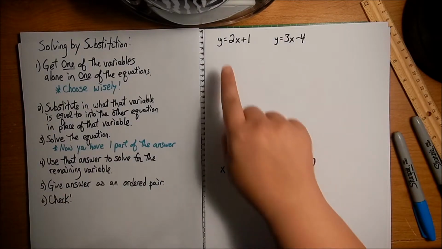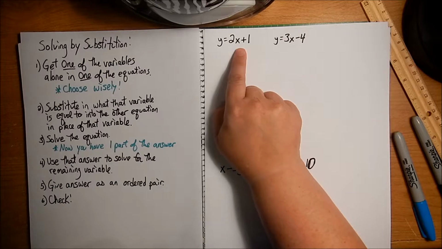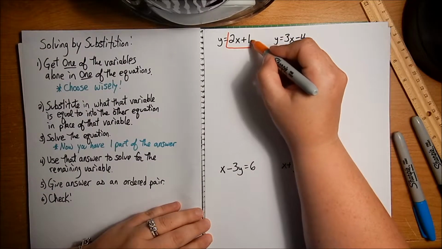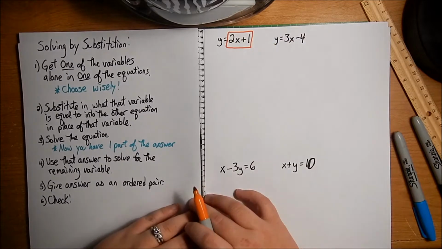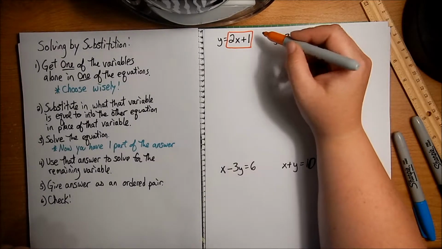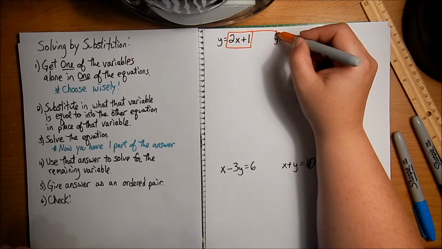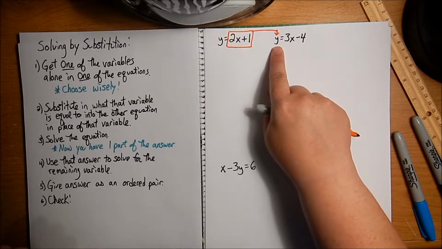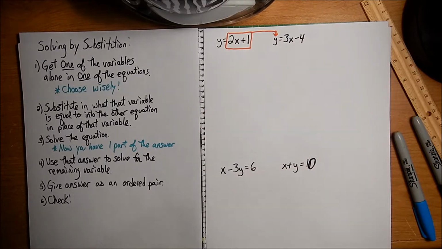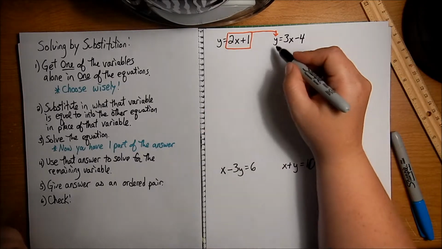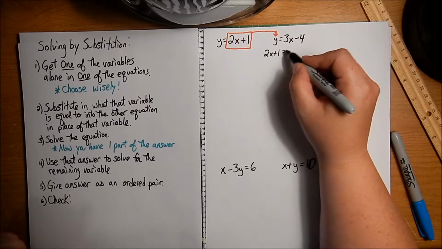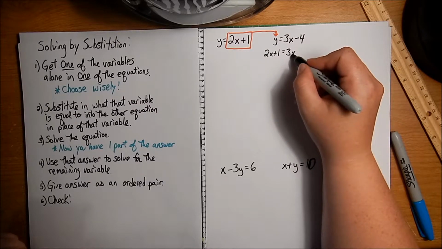Step 2. Here, y is equal to 2x plus 1. 2x plus 1 is the exact same thing as y. That's what that equal sign means. So in this other equation, instead of writing y, I'm going to write 2x plus 1. That's going to look like this: instead of y, I write 2x plus 1 equals 3x minus 4.